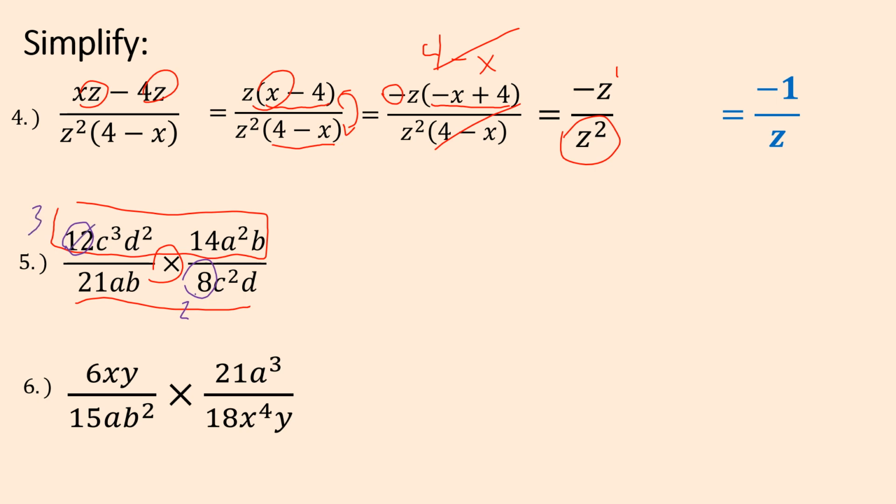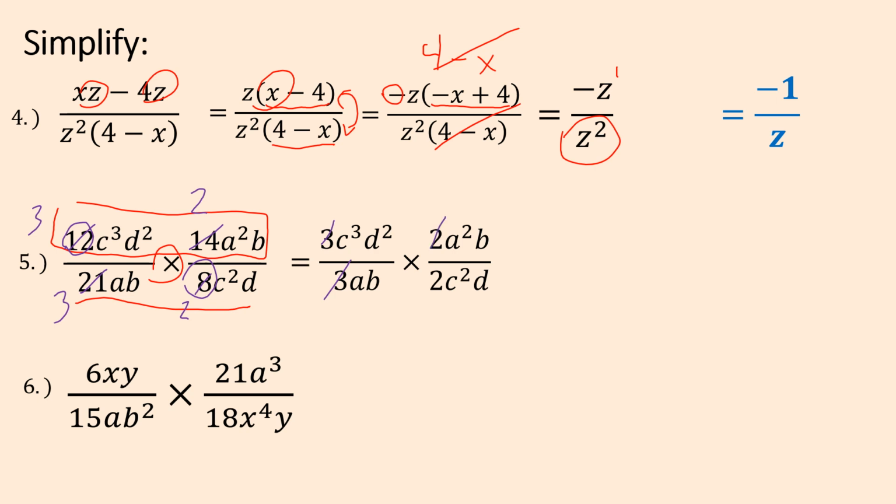So I'm just simplifying things that I see. 14 over 21, 7 goes into both of these, goes into this twice, goes into this 3 times. So here's what it looks like now. At this point, we can see we have 3's on the top and bottom, 2's on the top and bottom. Cross those out. Okay, and let's look at our actual variables.